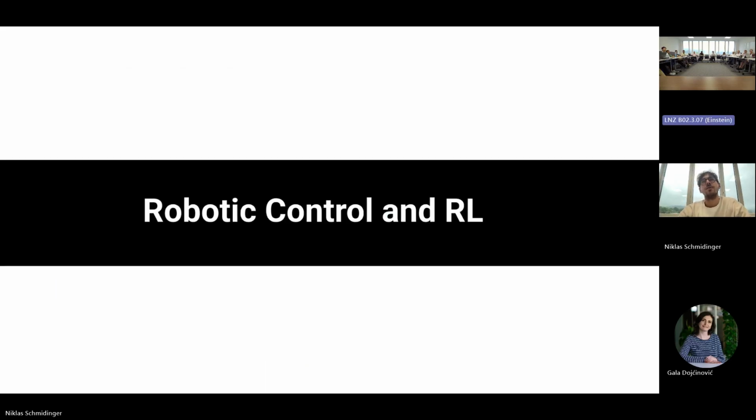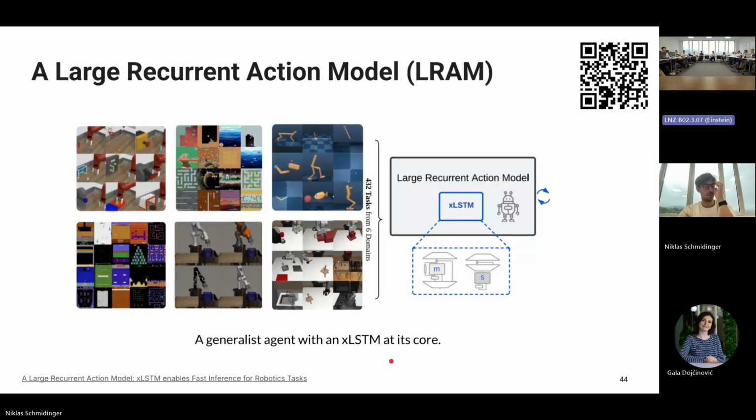Another thing was how we could use it in robotic control and in reinforcement learning, because this was also one of the domains where classic LSTMs stayed quite strong. So there was this paper, recently published, I think at ICML, called the Large Recurrent Action Model, or LRAM. Basically, it's a generalist agent with xLSTM at its core. If you know Gato from DeepMind, it's very similar in spirit.